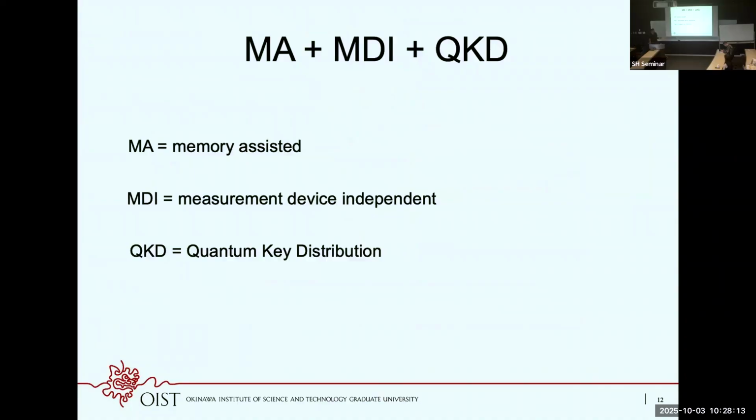Well, so anyway, I explained quantum key distribution. This was how measurement device independent QKD works. As I say, the most important thing to remember is that this measurement setup is completely untrusted. Let me go to the last part, which is the memory assisted.